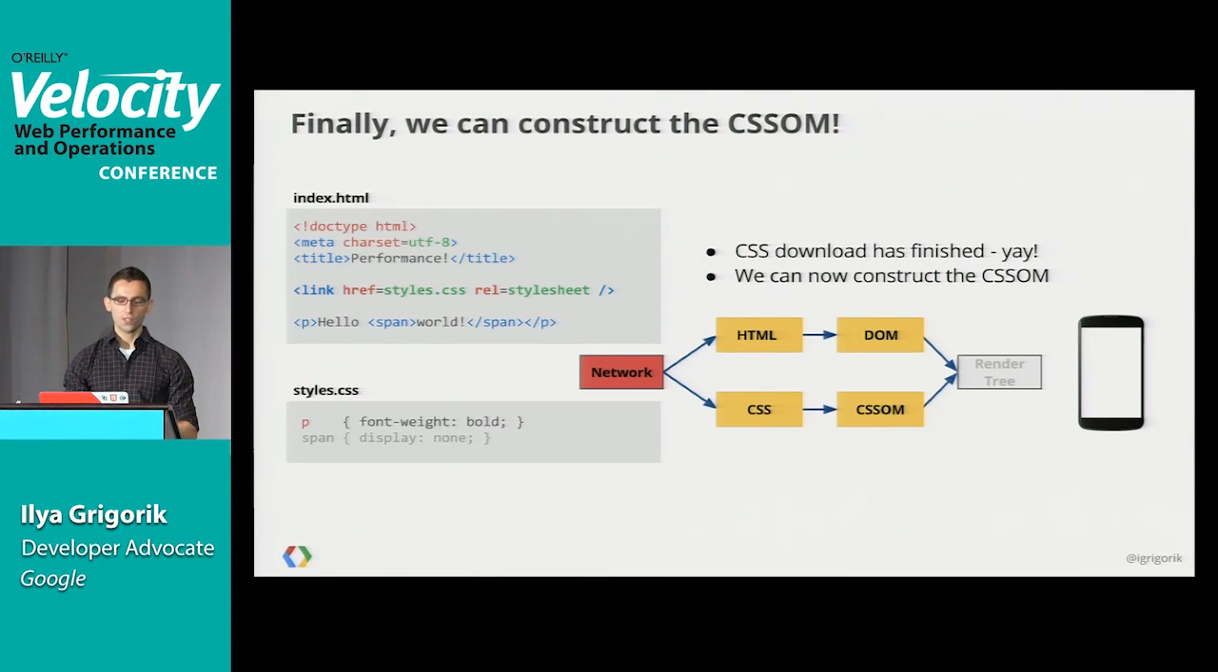And then finally, we get the CSS and we construct the CSS object model. And then we take those two things together. We have the document object model and the CSS object model. We put them together into the render tree. And the render tree determines things like, hey, should I be showing, for example, the world part of the hello world, right? If you actually pay attention to the rule here, I'm saying the span should be display none, right? So when we create the render tree, we will actually hide that and we won't even paint those pixels.